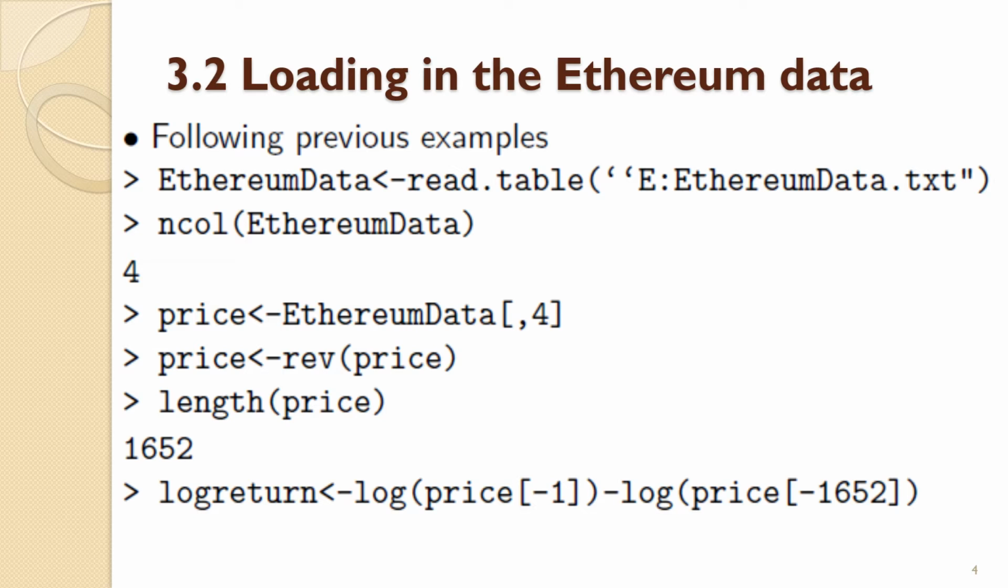fourth column of this data set, and then we're going to reverse the ordering so it's now in chronological order from oldest to newest. You need to find out exactly how long this price series is. So length(price) gives you that the length of the thing is 1652 observations. The log return is then the logarithm applied to the price with the first observation deleted minus the logarithm of the price with the last observation deleted.